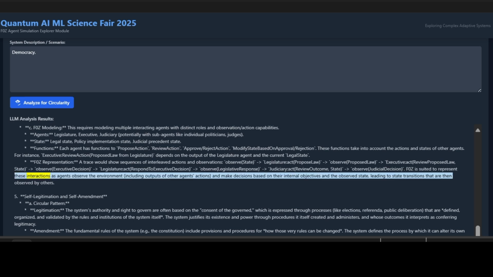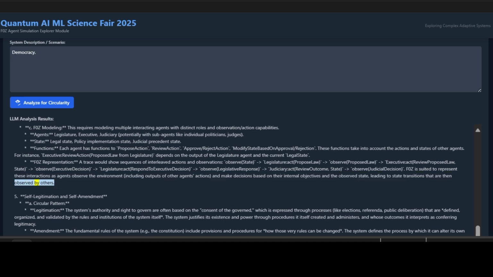F0Z is suited to represent these interactions as agents observe the environment, including outputs of other agents' actions, and make decisions based on their internal objectives and the observed state, leading to state transitions that are then observed by others.